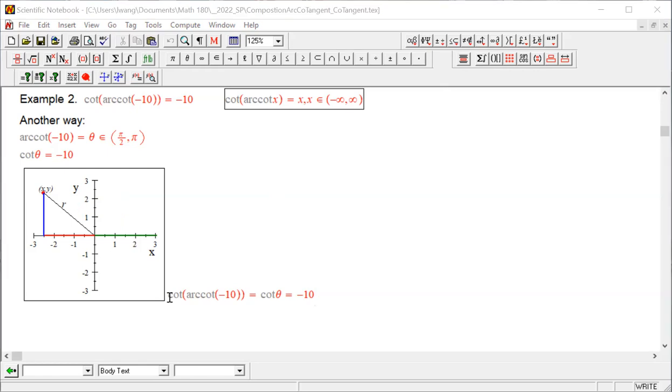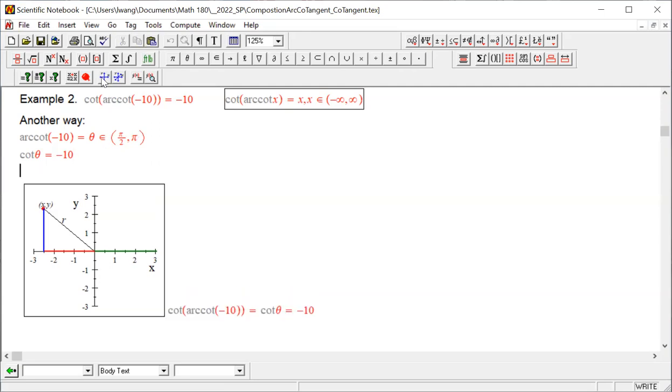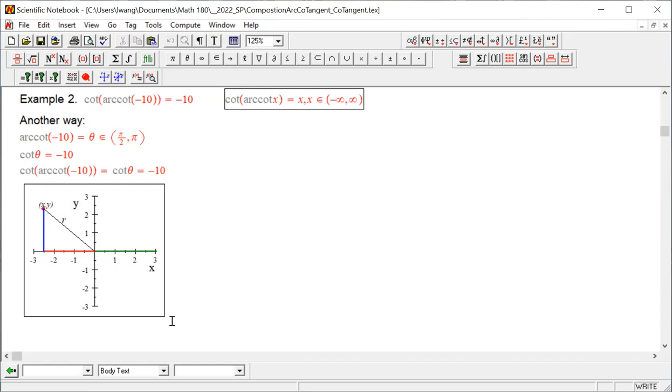So these are the two examples. We have two examples now. Let's look at example 3.